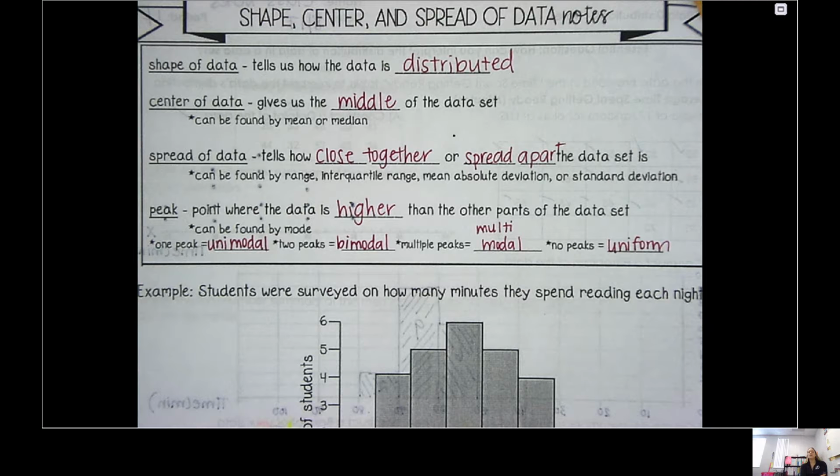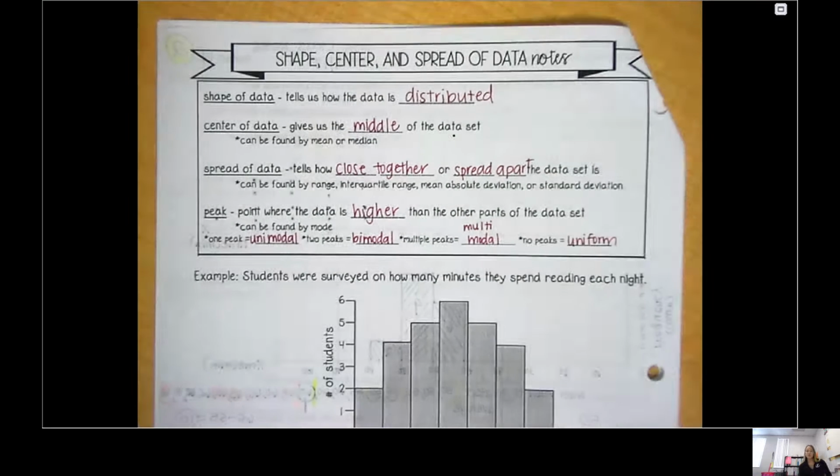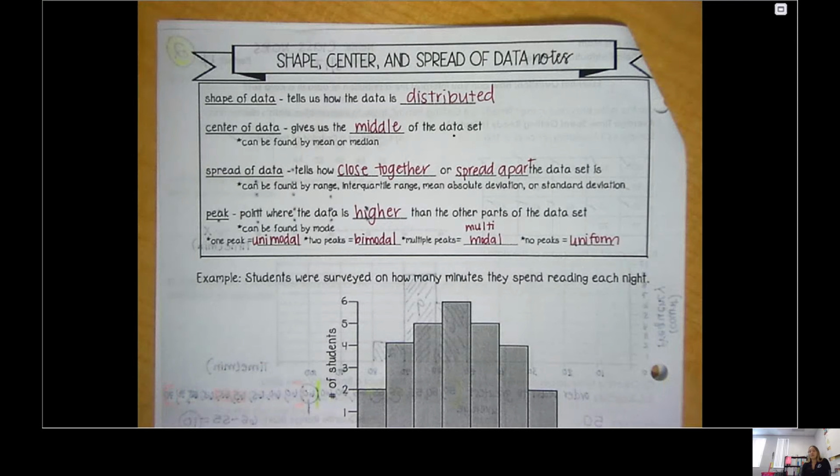So now we're going to take a look at some of the data below. We're going to look at some examples, and we're going to talk a little bit about the shape, the center, and the spread of the data. So I've got an example there. It says students were surveyed on how many minutes they spend reading each night.